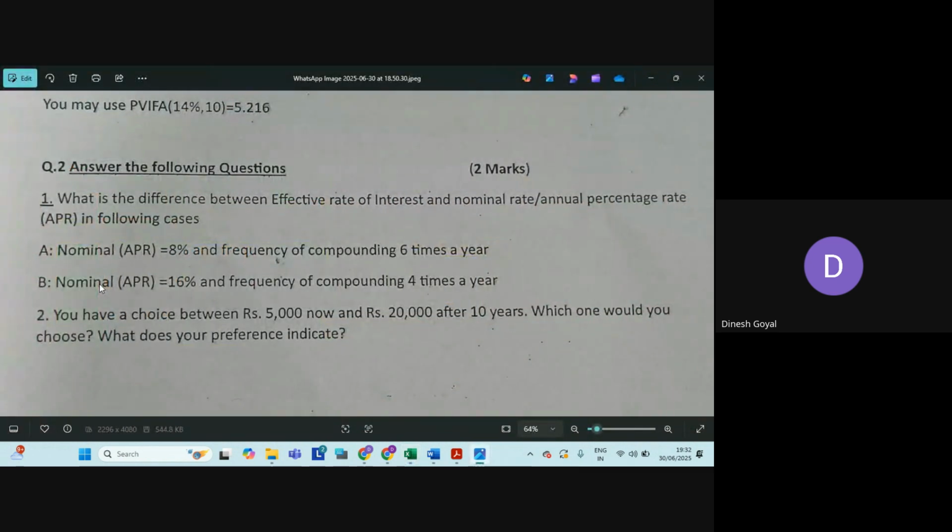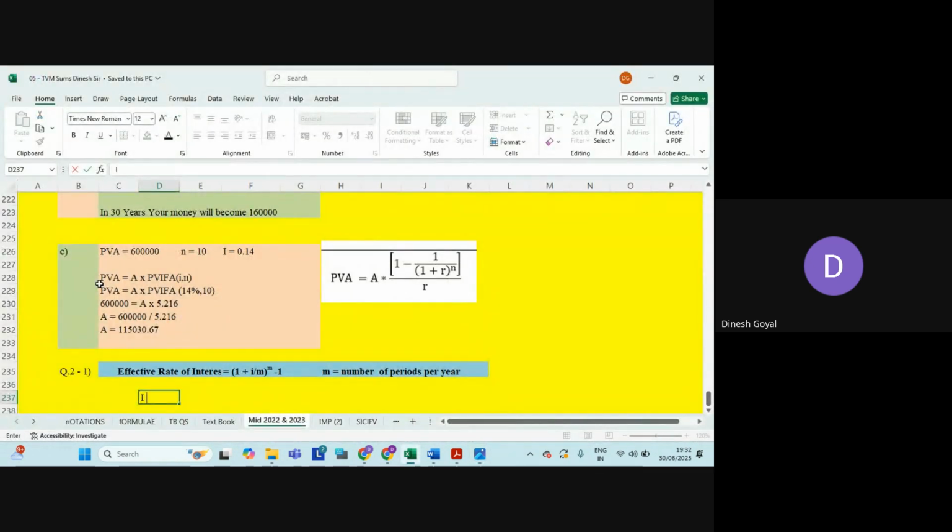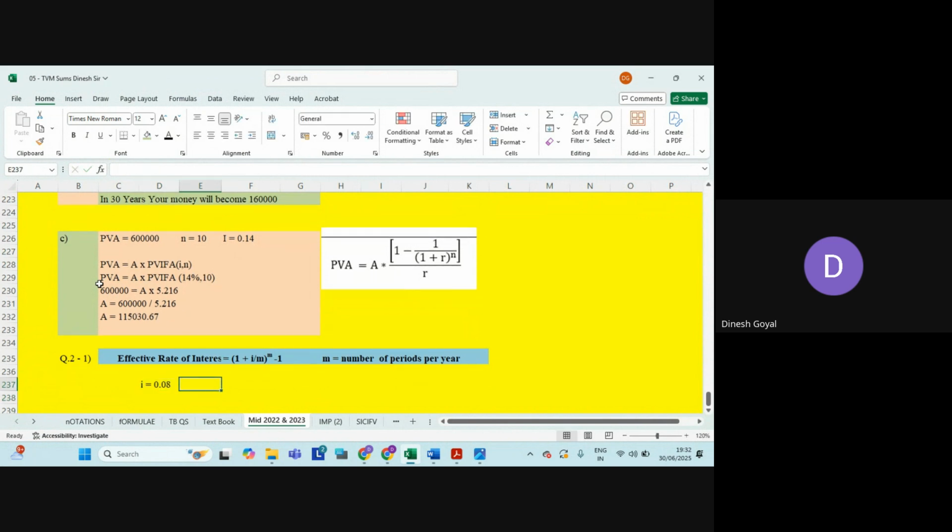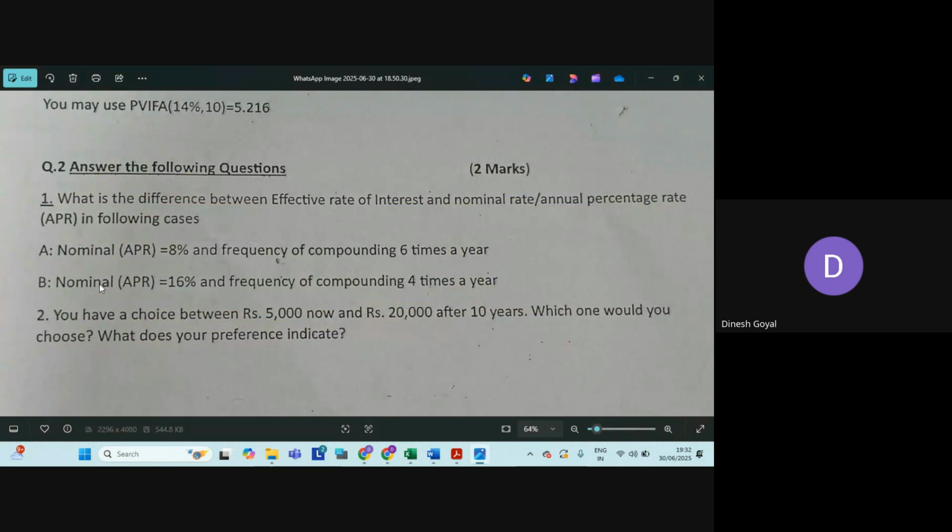What is given in A part? I is 8%, so I is 0.08. That is given. Then you need M. What is M? Number of periods per year. Here they have given compounding 6 times a year. But if they give the compounding quarterly, M will be 4. Number of times in a year, that is given.